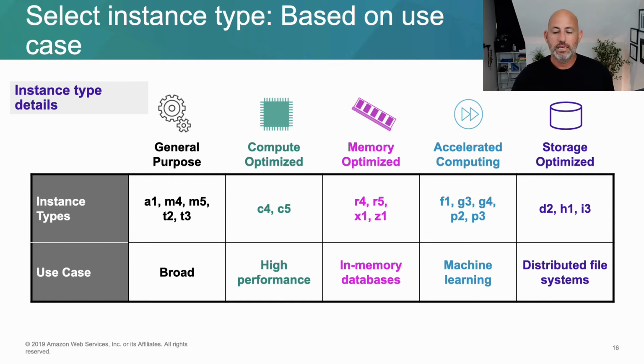Memory optimized would be R4, R5, X1, Z1. There could be things for, let's say, a Redis cache, like an in-memory database, or SQLite or something like that, or a Postgres in-memory database. The accelerated computing could be F1, G3, G4, P2, P3. Typically, people use those for machine learning because of the GPUs. Then you've got storage optimized, D2, H1 or I3, for things like a distributed file system, which again are making a big comeback. These would be a good use case for that.